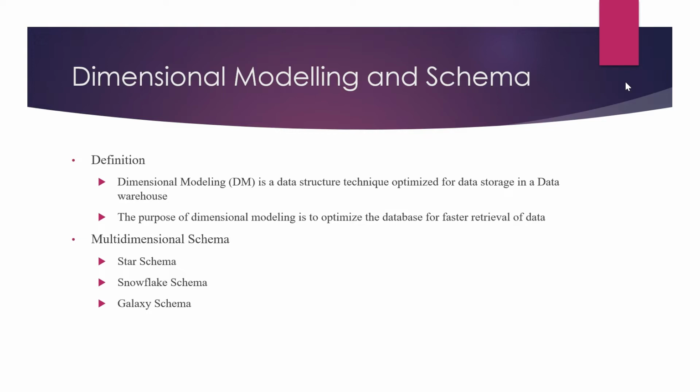Dimensional modeling is a data structure technique optimized for data storage in a data warehouse. The sole purpose of dimensional modeling is to optimize the database for faster retrieval of data. In a data warehouse we have millions of records stored, and we don't want it to take 5 or 10 minutes to retrieve the data. So to minimize those times, we need to store the data in facts and dimensions in such a way that data retrieval will be fast.